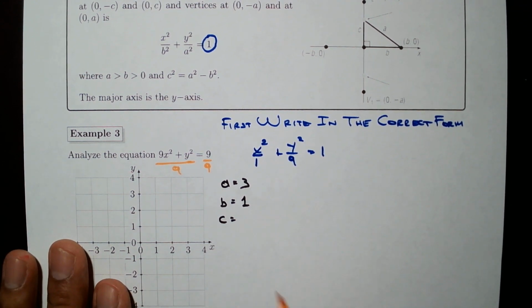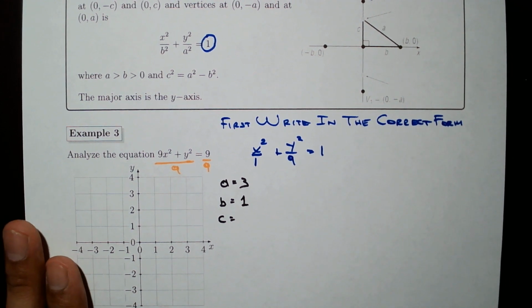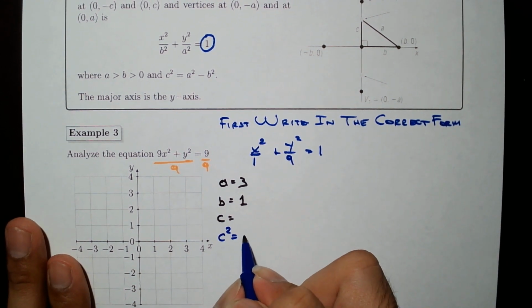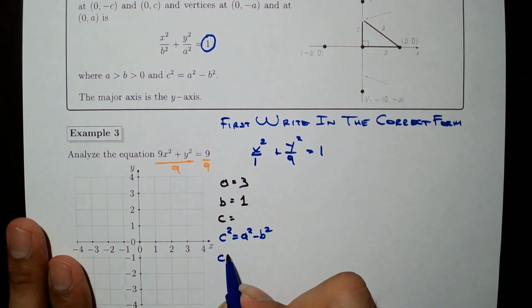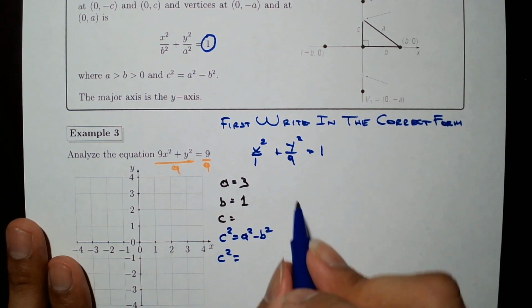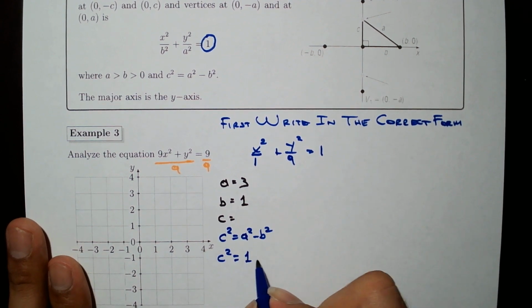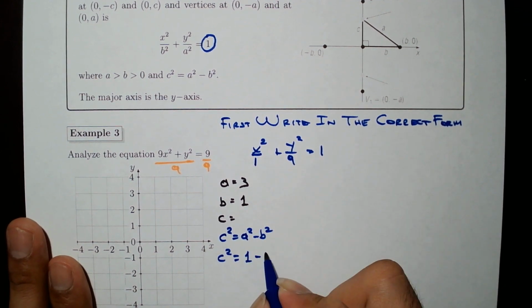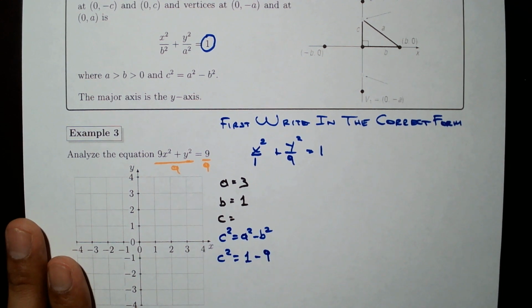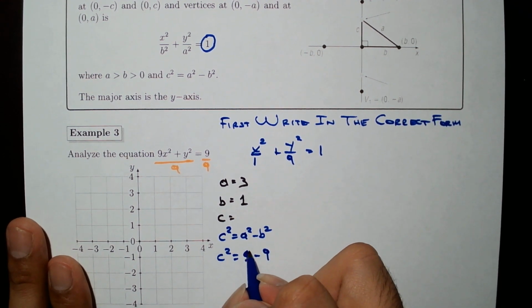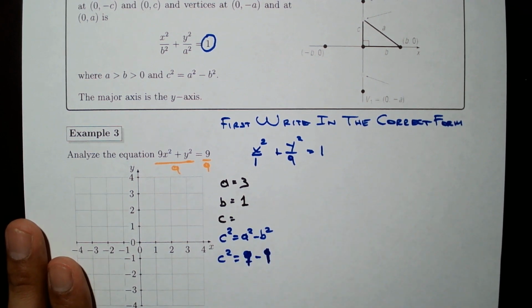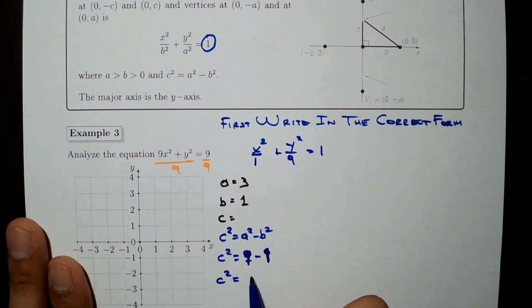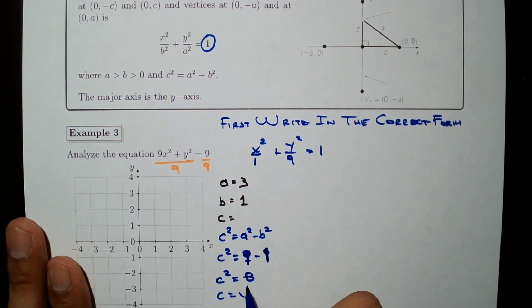Okay, so we're going to use the formula c squared equals a squared minus b squared, where a squared is a 1, and b squared is a number 9. Actually it's the reverse. It's a 9 minus 1. The largest goes first and then the smallest one. And that's going to give us 8. And in this case, c will be the square root of 8.